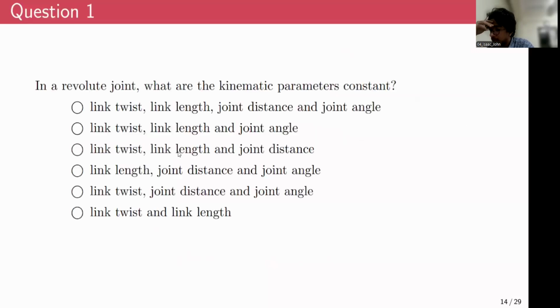Now we'll see a few sample problems. There are 9 sample questions. If there is any doubt, please let me know. Otherwise, I'll just carry on.